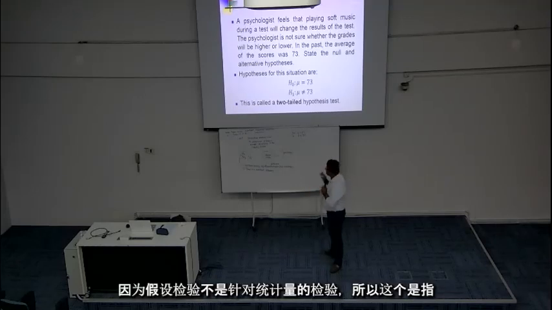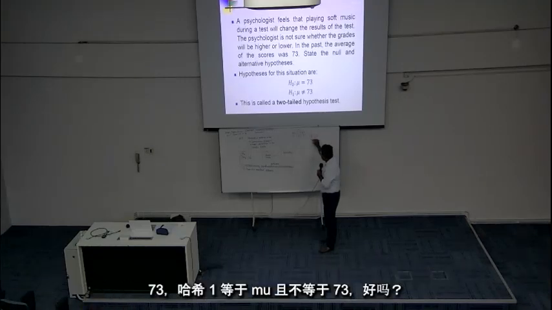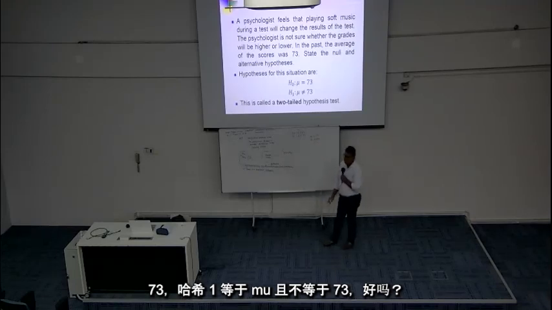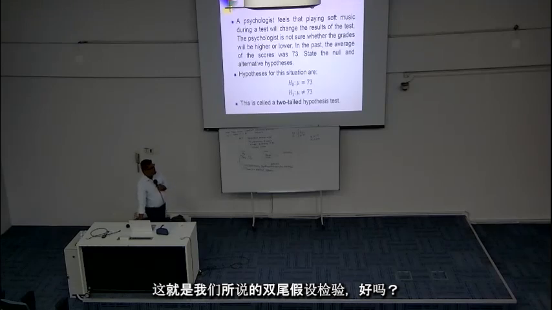Why? Because hypothesis tests are not for the statistic. X bar refers to the sample, not the population. So the correct one is always H null: mu equals 73, and H1: mu is not equal to 73. So this is what we call a two-tailed hypothesis test.